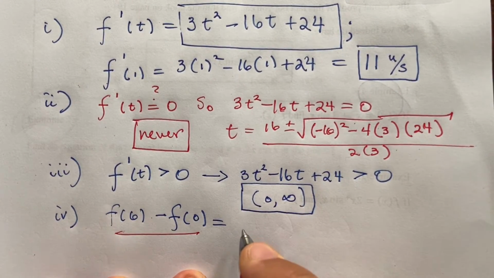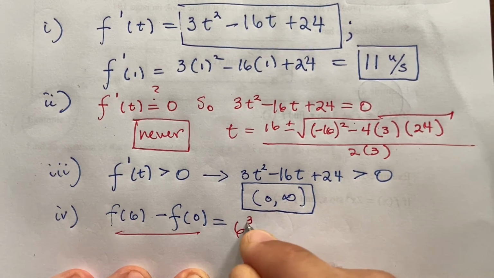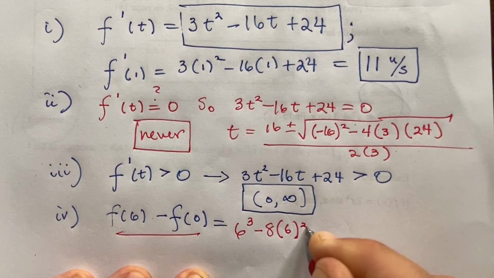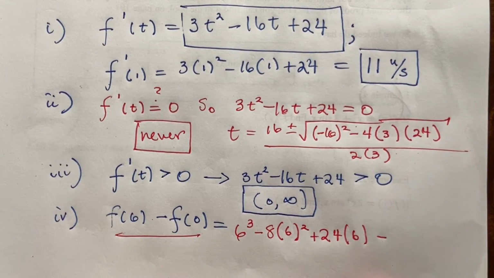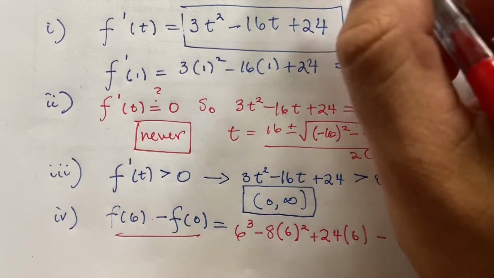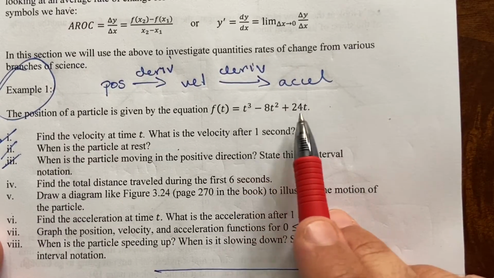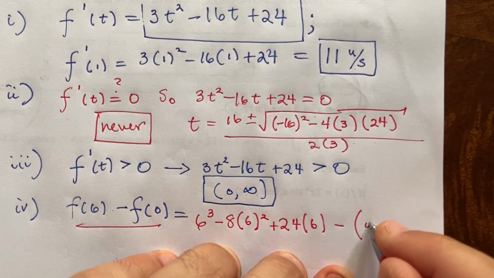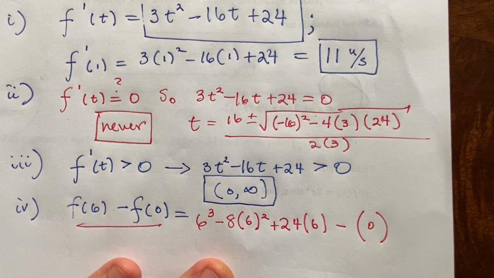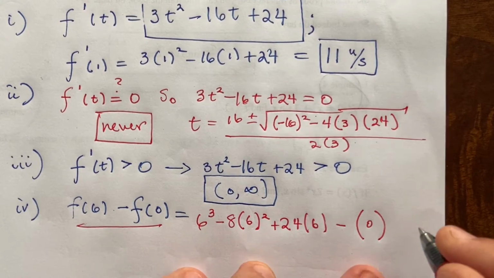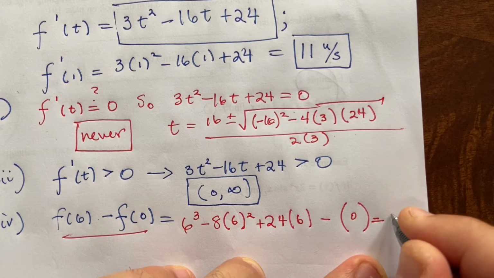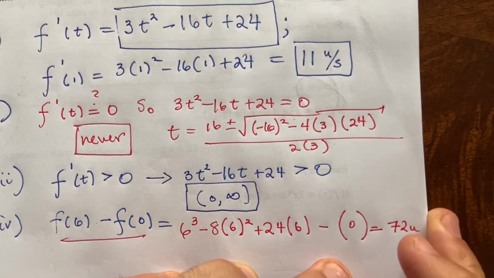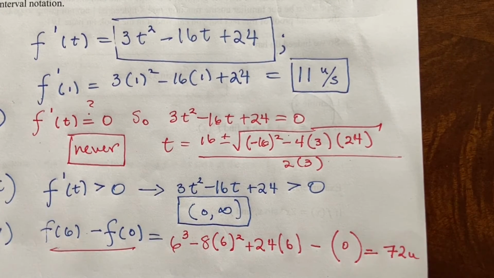So this would be plugging in 6, so 6 cubed minus 8 times 6 squared plus 24 times 6 minus, if you plug in 0 to our given function, you're just going to get 0. So I'm just going to say 0. And if you calculate that out, that'll be 72 units of some kind. I don't know if it's feet or meters or light years, but some linear unit.